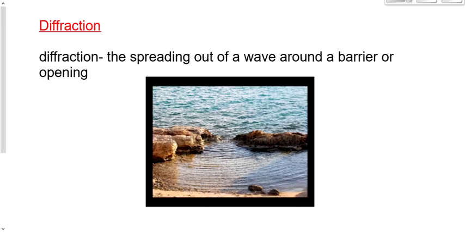Today we want to talk about two more properties of waves that are exhibited by electromagnetic radiation. The first one's called diffraction. These two are going to kind of come together in just a few minutes, diffraction and interference. Diffraction we define as the spreading out of a wave around a barrier or through an opening.